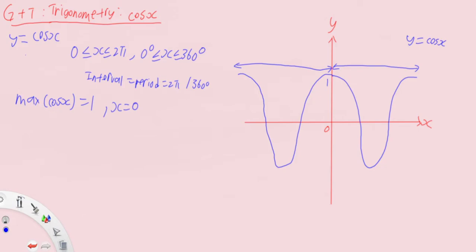All right. Then if you notice, it plunges down to, I think you guys can probably guess it, just like the sine graph, to minus 1. So the minimum of cosine x is at minus 1, and the value of x is pi, or 180 degrees.